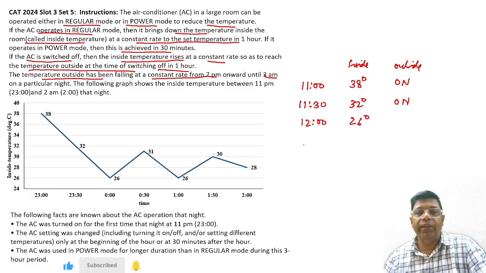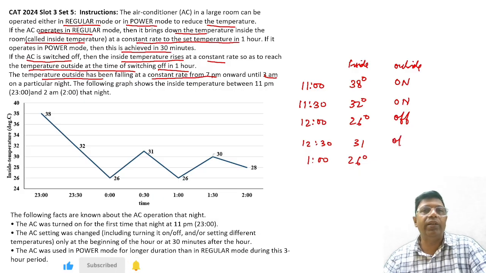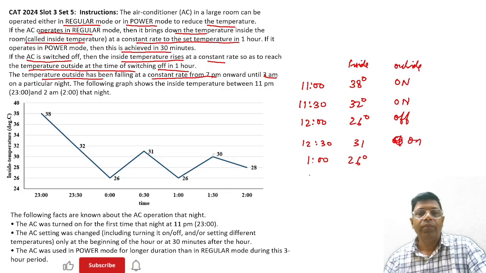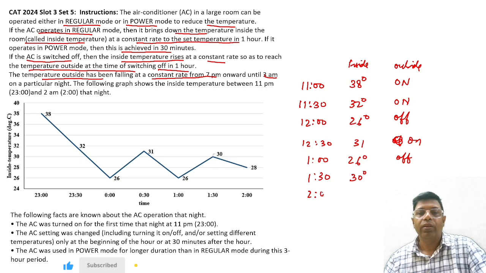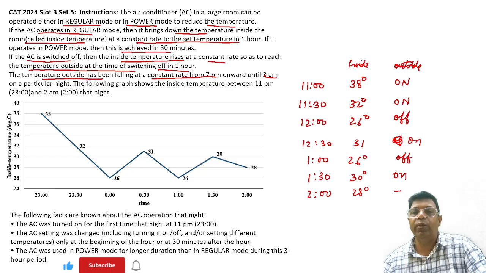Now at 12:30 the temperature is 31. It means at 12 this AC has been switched off. Then at 1 the temperature is 26 degrees, and clearly at 12:30 the AC was switched on because the temperature came down. At 1:30, again the temperature reached 30 degree. It means here at 1 the AC was switched off. And now since this temperature came to 28 degrees, maybe the AC should have been switched on. So as of now, I can say that scenario in terms of activity. Here I can write what will be the outside temperature.